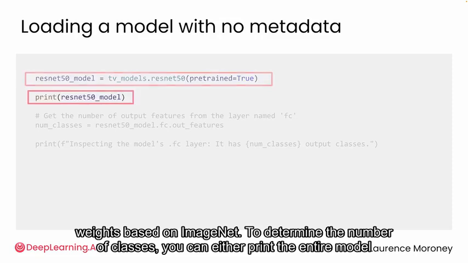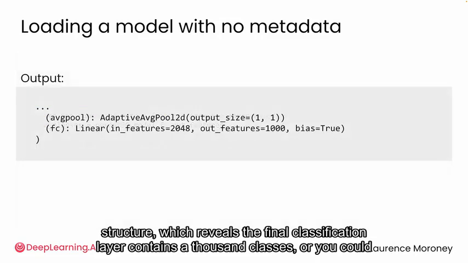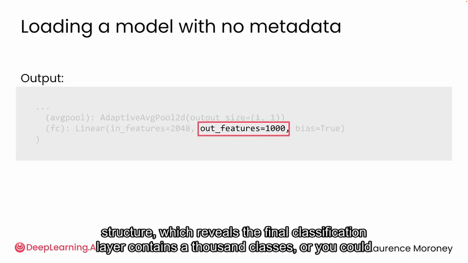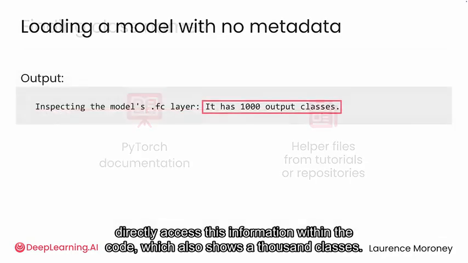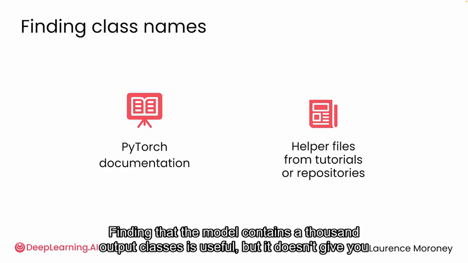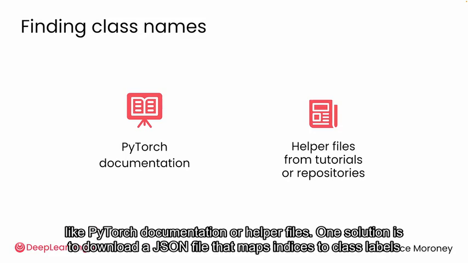ImageNet. To determine the number of classes, you can either print the entire model structure, which reveals the final classification layer contains 1,000 classes, or you could directly access this information within the code, which also shows 1,000 classes. Finding that the model contains 1,000 output classes is useful, but it doesn't give you any information on class names, which you would need to retrieve from external sources like PyTorch documentation or helper files.